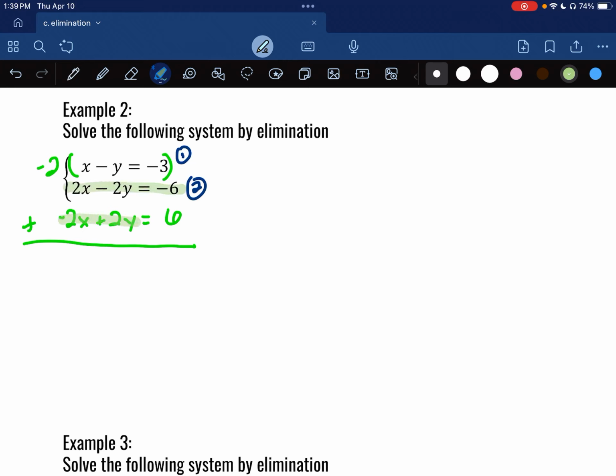So this is going to cancel. Oh, this is going to cancel. Oh, and this is going to cancel. So everything canceled out and I ended up with 0 equals 0. So what this is, this is a true statement, right?